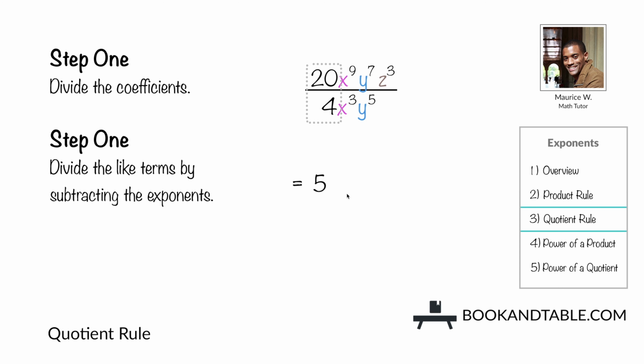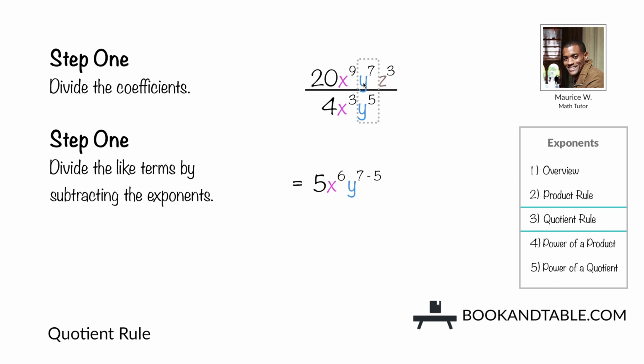Let's have a look at an example with coefficients and multiple variables. What you would do, step 1, divide the coefficients. So these are like terms, if you will. 20 divided by 4 is equal to 5. Then step 2, you divide the like terms by subtracting the exponents. So you divide the x term by an x term only. x to the 9th divided by x to the 3rd is equal to x to the 9 minus 3, which is 6.